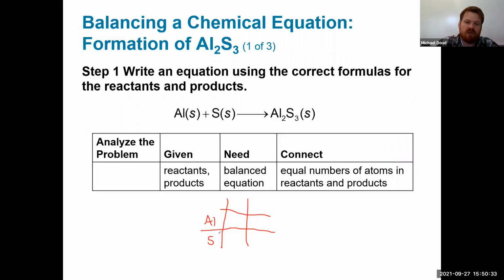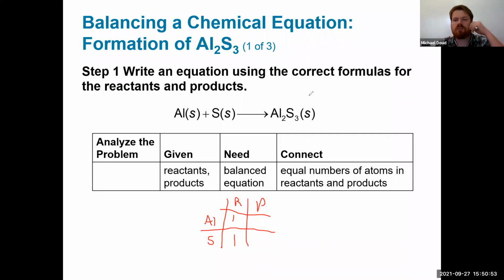We have our elements here, aluminum and sulfur. Then we have the reactant side and the product side. So in the reactant side, we're going to count up all the atoms of aluminum we have. Well, we just have the one, right? It's just one aluminum atom, so that's just one. Then sulfur, we just have one of those as well.